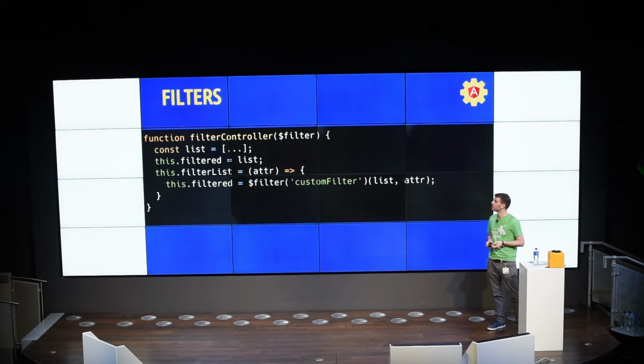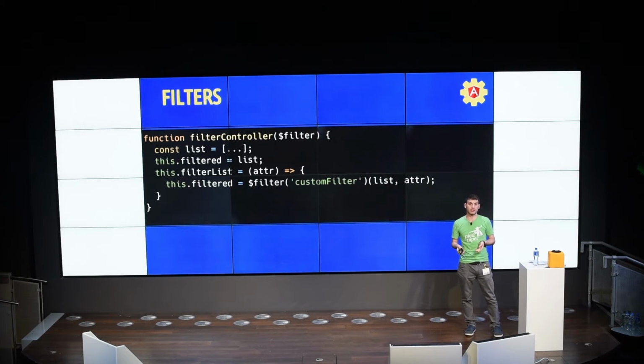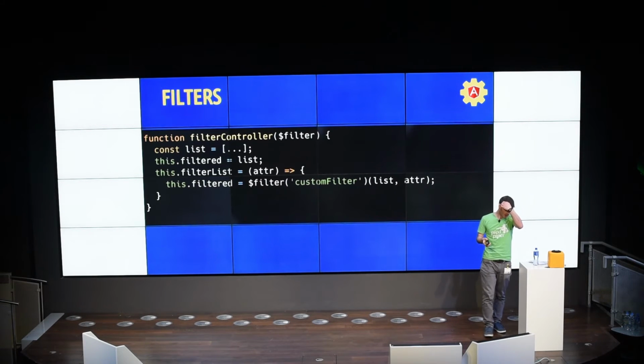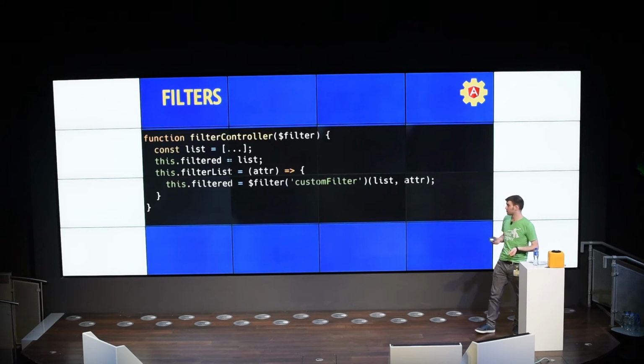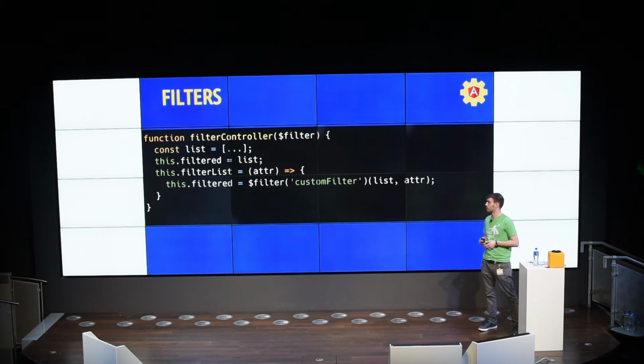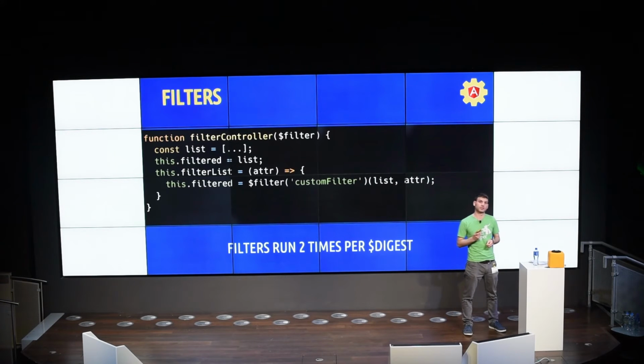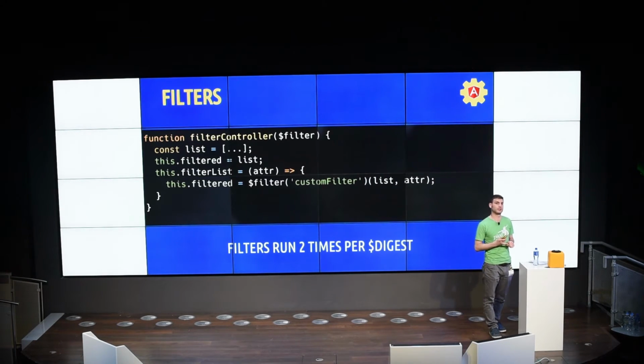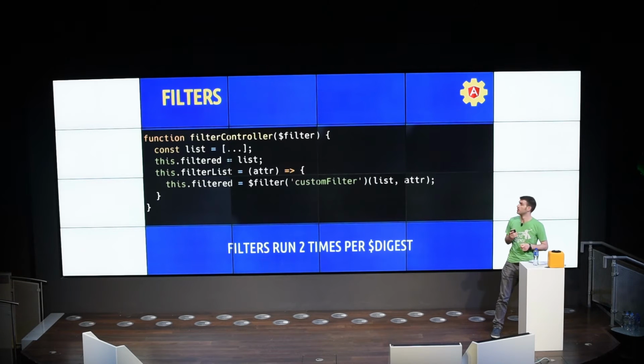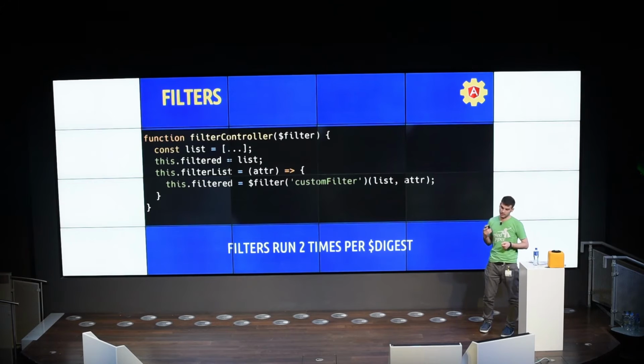Now, usually you will use filters inside your template with the pipe syntax. That's okay. But you can start using filters inside your controller. Why? Well, filters run twice per digest cycle. So imagine a situation with a very huge list, you don't want to actually run those filters on those lists twice.